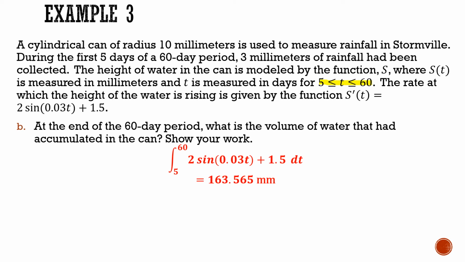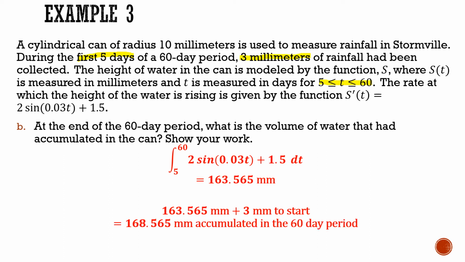163.565. Now, what that is telling me is how much rain was accumulated from day 5 to day 60. They wanted the whole period, though. So to do that, I have to figure out how much water was actually accumulated for the first 5 days. Well, if you go back up to your scenario, it says during the first 5 days, we had 3 millimeters of rainfall that was collected. So simply, I'll take my integral, I add on that starting amount, which is 3 millimeters, and I get 168.565 millimeters were accumulated in the 60-day period.